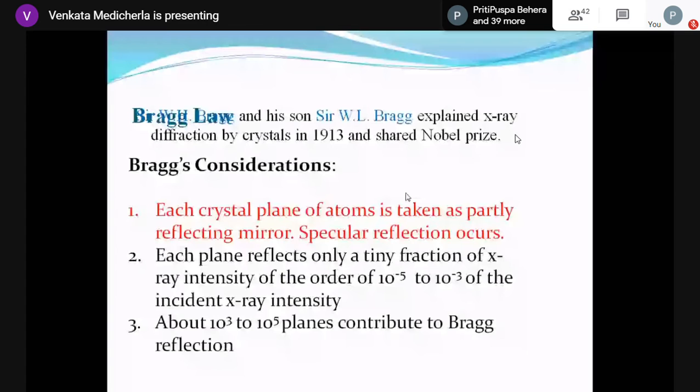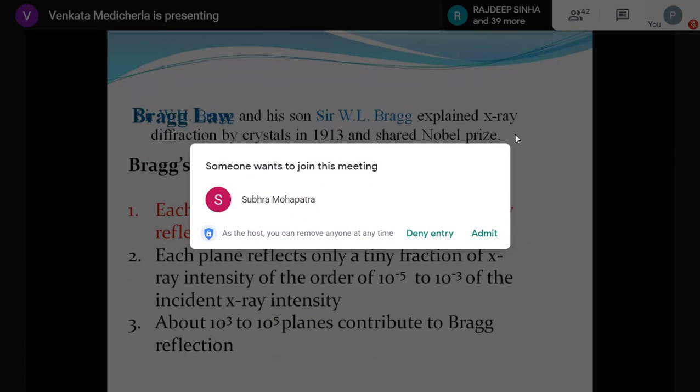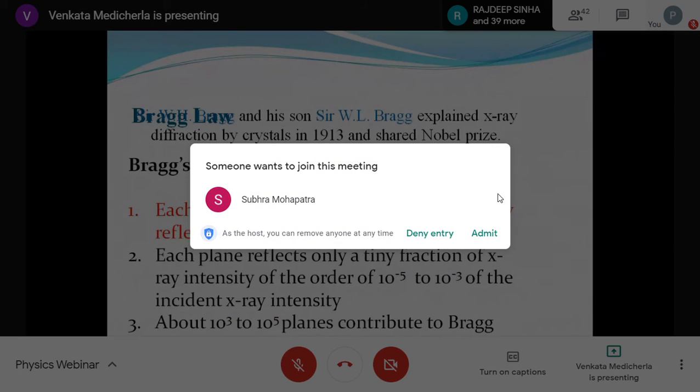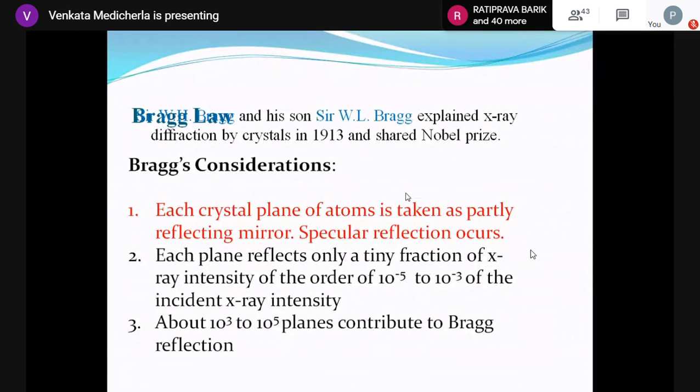Okay, so first to explain this X-ray diffraction, Bragg has explained it in very simple terms, in an extremely simple manner. He could explain this diffraction phenomenon. So whatever equation he gives, that actually tells you in which direction you can get the maximum.